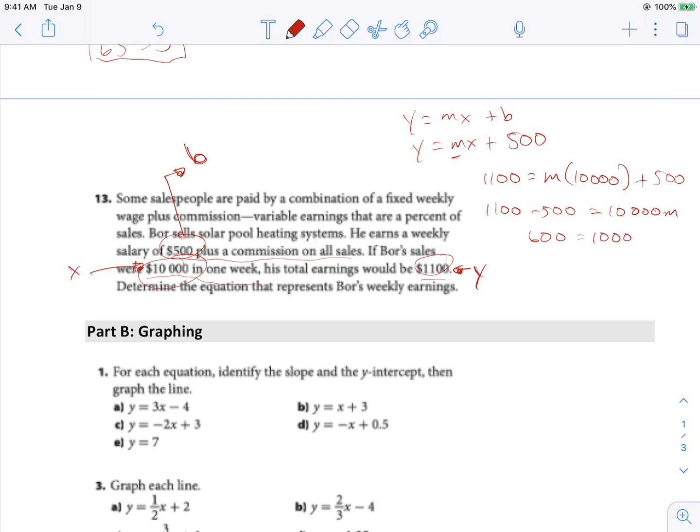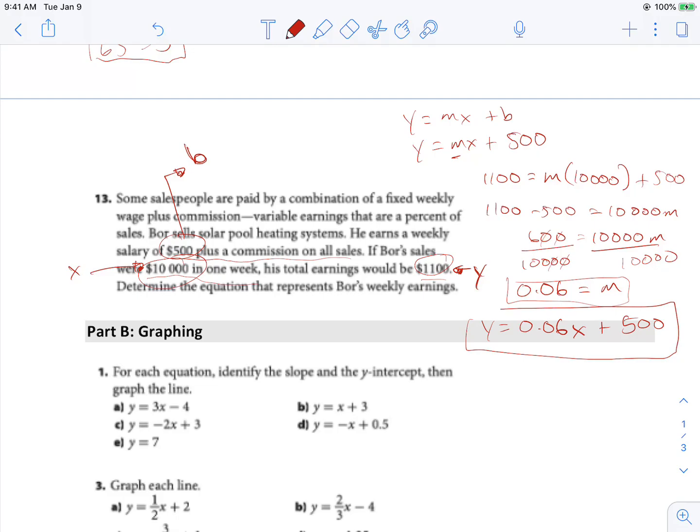Equals 10,000 m. Now we'll divide both sides by 10,000. And we get 6 over 100, or 0.06, equals our m value. So now we have our equation of the line. Y equals 0.06x plus whatever our b value is. We said that was 500. So here is our final equation.